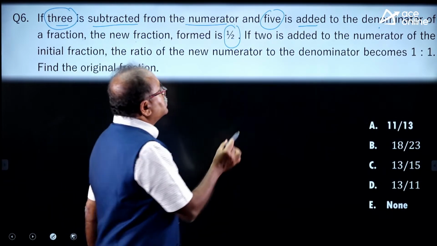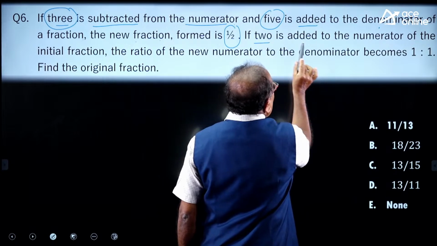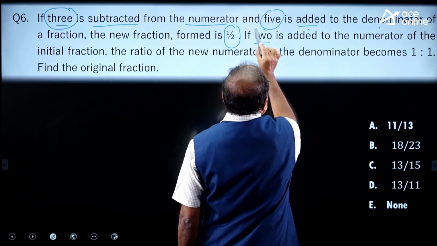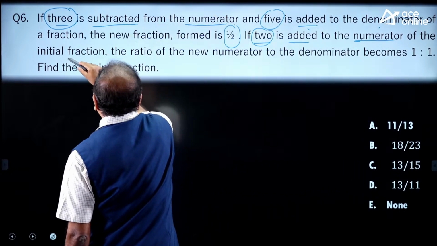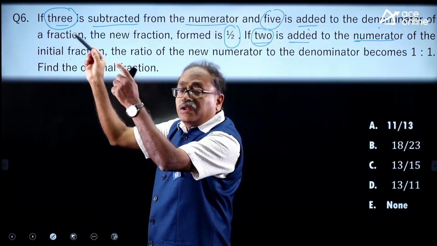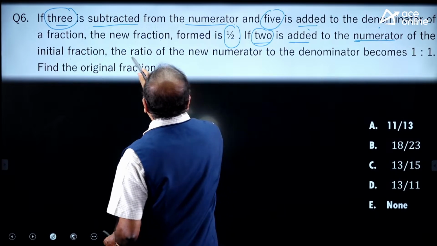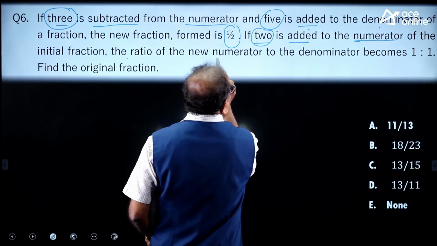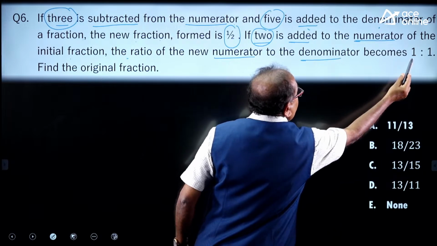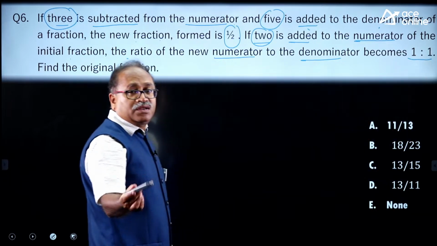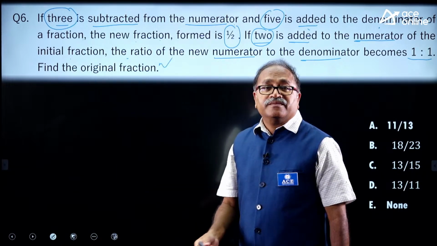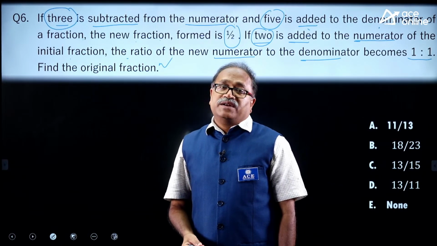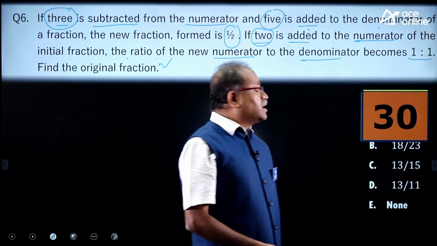You are understanding this is a very basic question. If 2 is added to the numerator of the initial fraction, the ratio of the new numerator and denominator will be 1:1. Then find the original fraction. Hope you are understanding it. Your 30 seconds starts here.